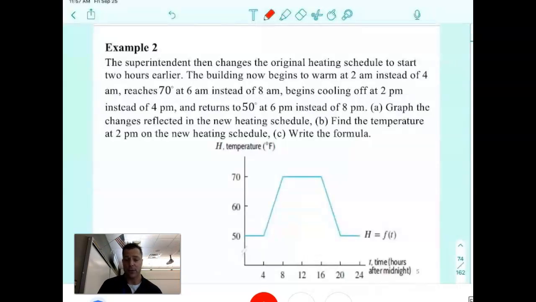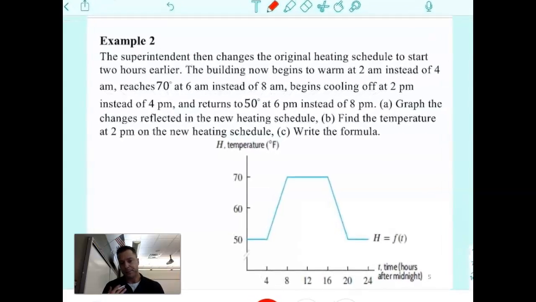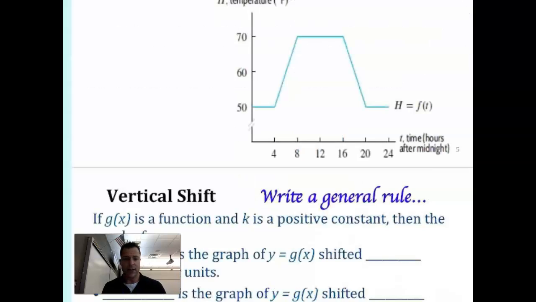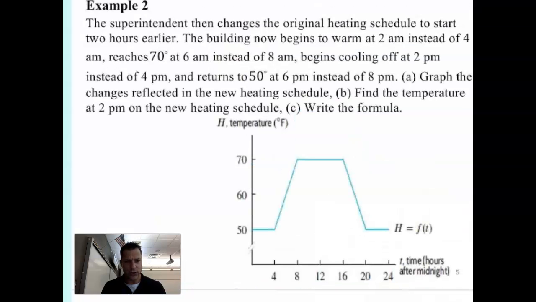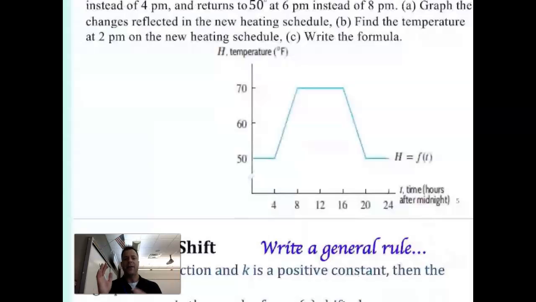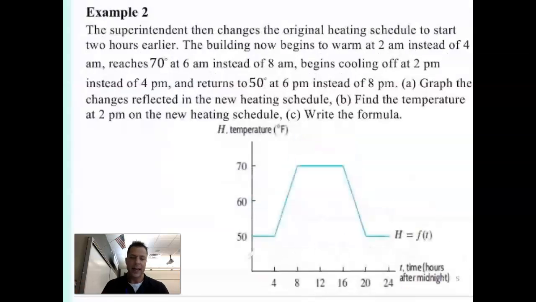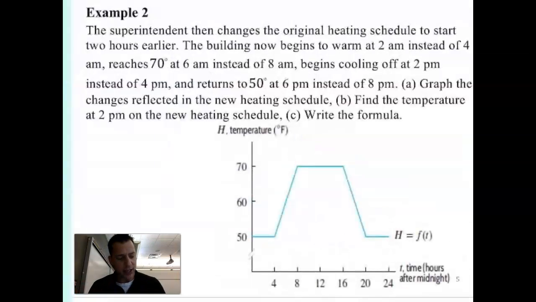We're going to get started with example 2, and we're going to continue working with this superintendent problem and this heating problem throughout the rest of this section. In this example, the superintendent is changing everything in the heating to start 2 hours earlier. This blue graph is representing everything, and they want us to come up with a formula. They want us to check a temperature at 2 p.m., and then shift this graph. Everything backs up 2 hours. So the building begins to warm at 2 a.m. instead of 4 a.m. So everything's moving left 2 hours.